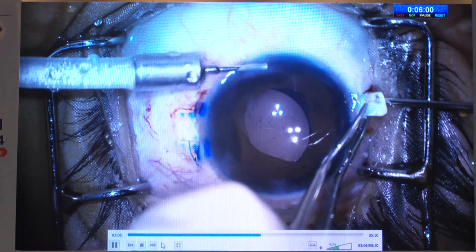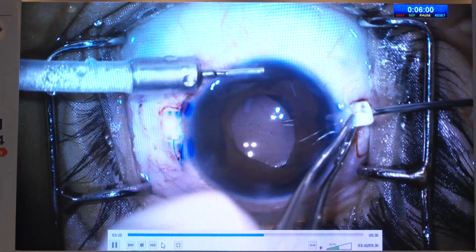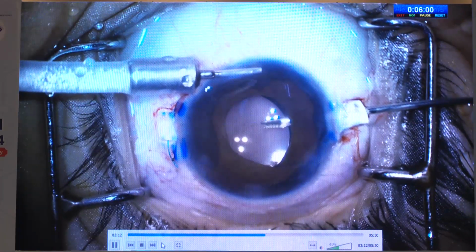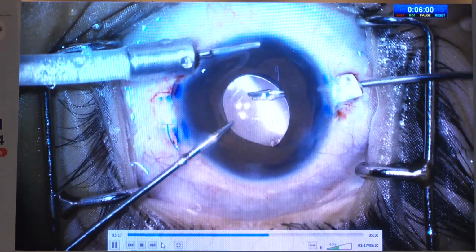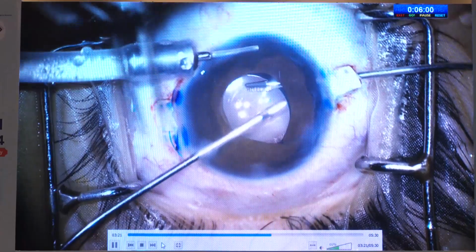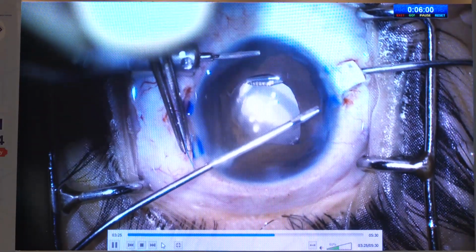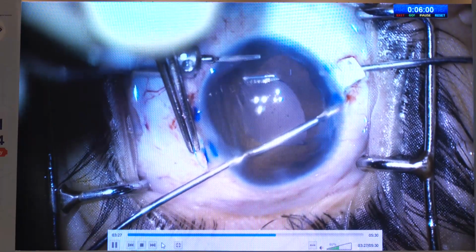The similar thing was done on the other side. Through the peripheral iris, the haptics were exteriorized. The other haptic was held just to make it more stable.